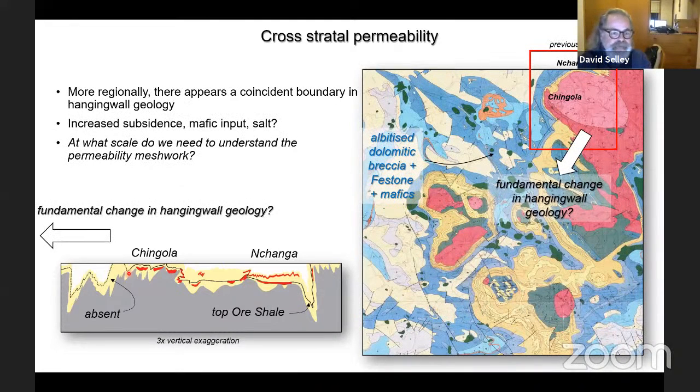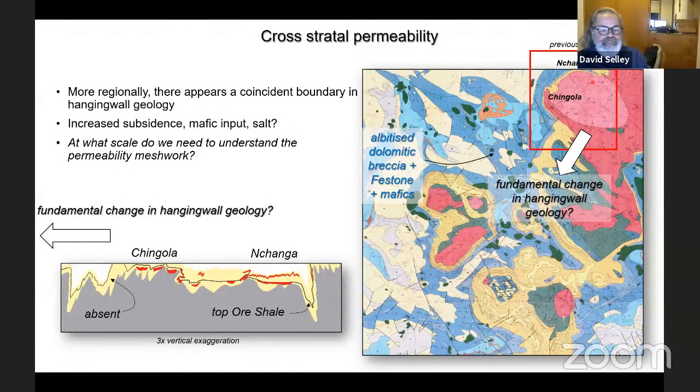We step out again. This is the previous map, Nchanga and Chingola to the south. I do apologise here for the coarseness of the map we're going to have to work with. There's lots of lovely proprietary data sets, but in this forum we're just going to have to deal with the survey maps here, but they should be sufficient for the point that I'm trying to make.